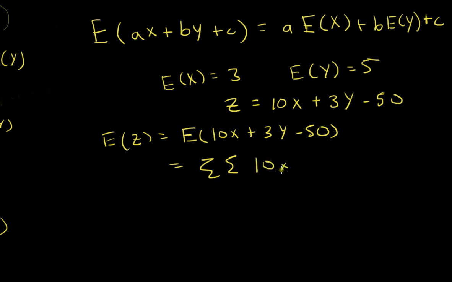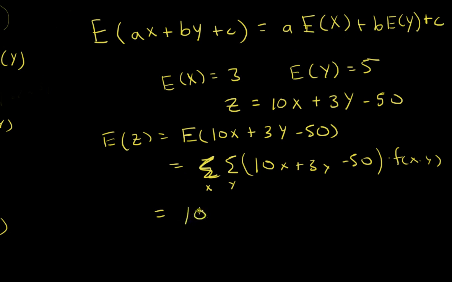This would take you forever, right? And you could do it this way and you should get the right answer, right? This, by definition, is what that expected value is. It's the sum over x and y of what you're trying to find the expected value of, times the joint distribution function. That'll take you a very long time, so it's not recommended that you do that. Rather, let's use this property.